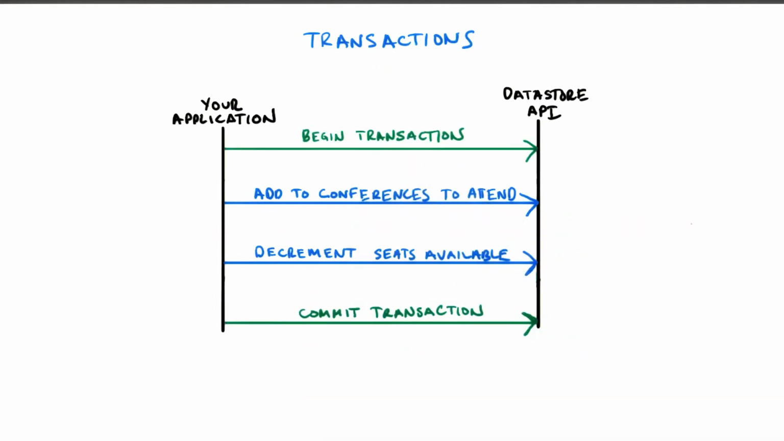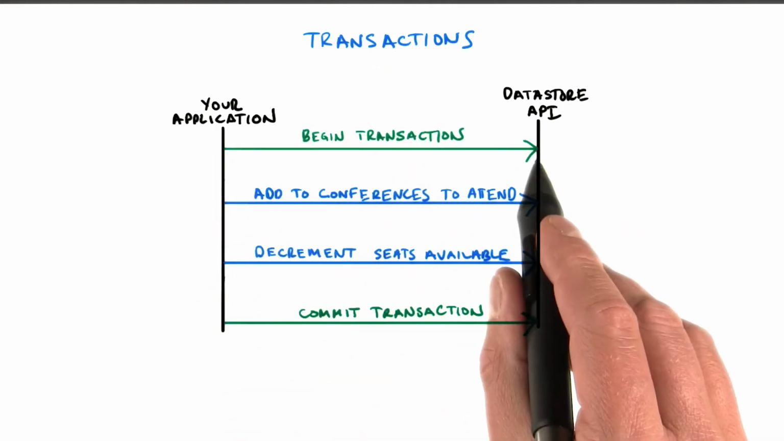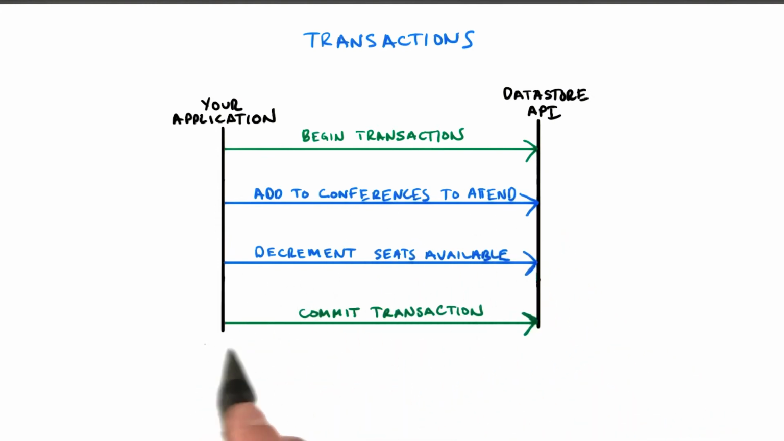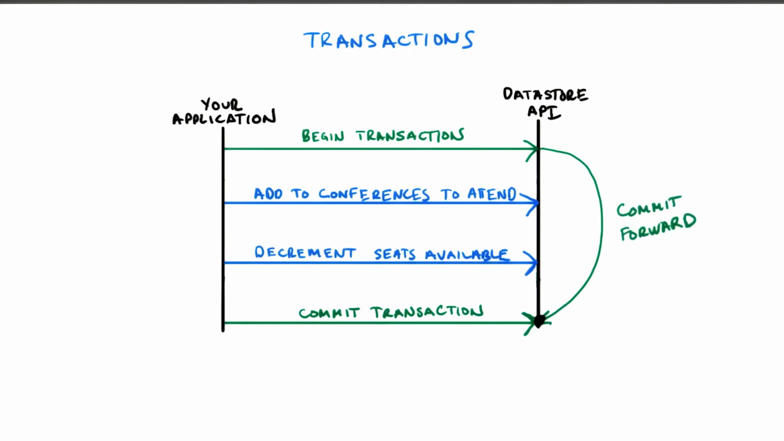This is done by telling DataStore to begin a transaction. Then you perform your operations, and finally, you commit your transaction. If everything goes well, you have successfully performed both update operations and the state of both entities has been updated. In transaction language, we call this a commit forward.